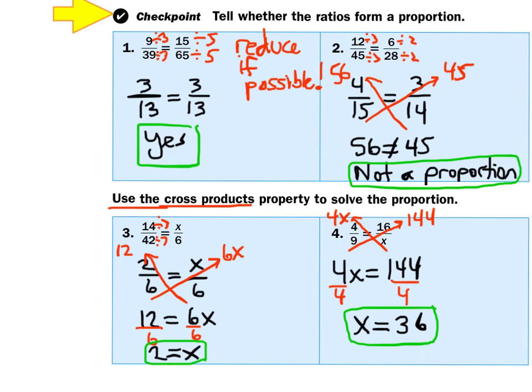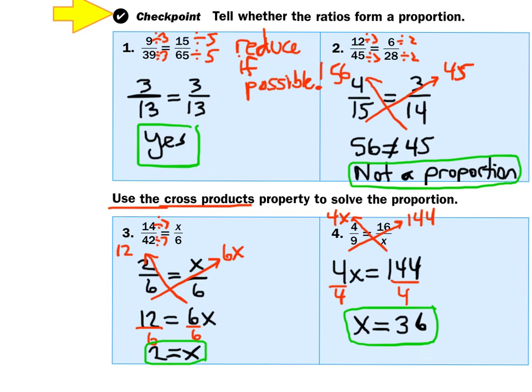Okay, take a look at 3. Now they want us to use cross products to solve the proportion. So they gave me 14 over 42 equals x over 6. Well, first I would reduce, so 14 over 42. I know 7 is the greatest common factor, so that gave me 2 over 6 equals x over 6. And then they wanted me to use cross products, so I went ahead and shot the arrow. 6 times x gives me 6x, and I put that here. Then I start at the 6. 6 times 2 gives me 12, and I brought that down. To solve for x, I have to get rid of the 6, so I divided both sides by 6, so I got x equals 2.